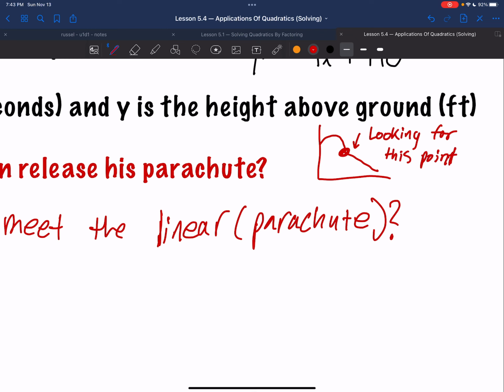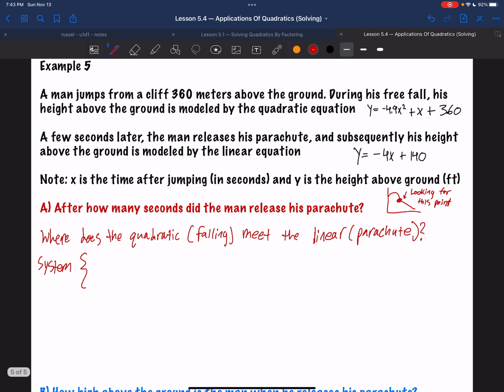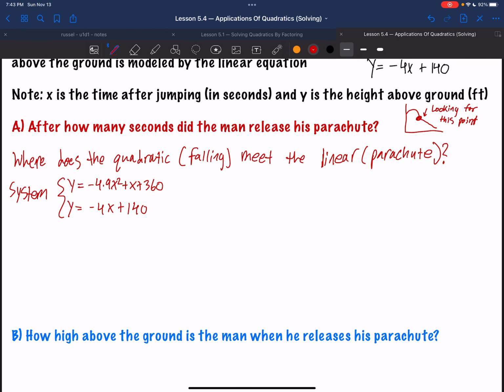So all this is a system where y equals negative 4.9x squared plus x plus 360, and y equals negative 4x plus 140. If we're looking for where they meet, we're just looking for when these two equations are equal, because the quadratic has to have the exact same point as the linear, which means whatever x value, y value I choose, it has to satisfy both.